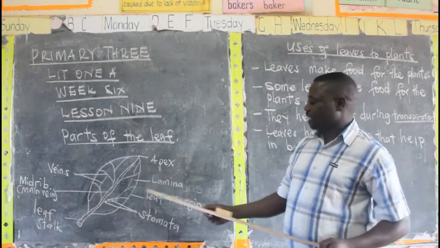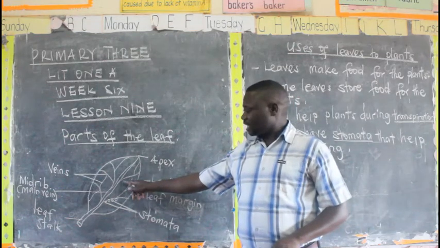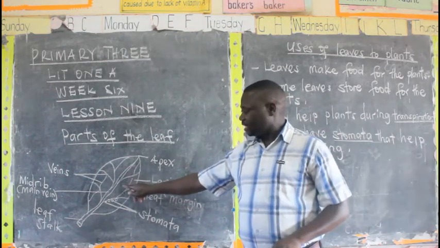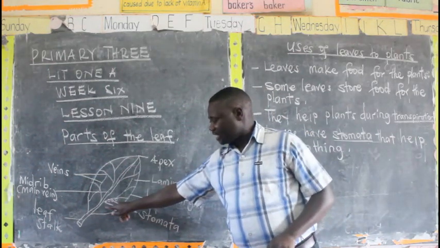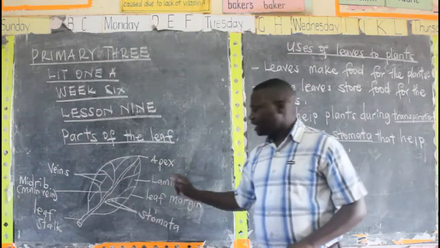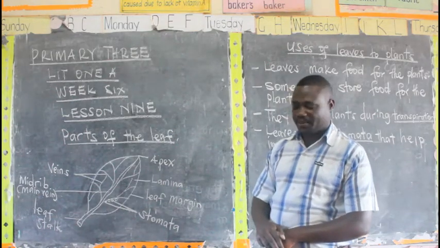Then we have this space here, this empty space. This part, this part, even this surface, we call it lamina. Repeat after me. Lamina. Very good.